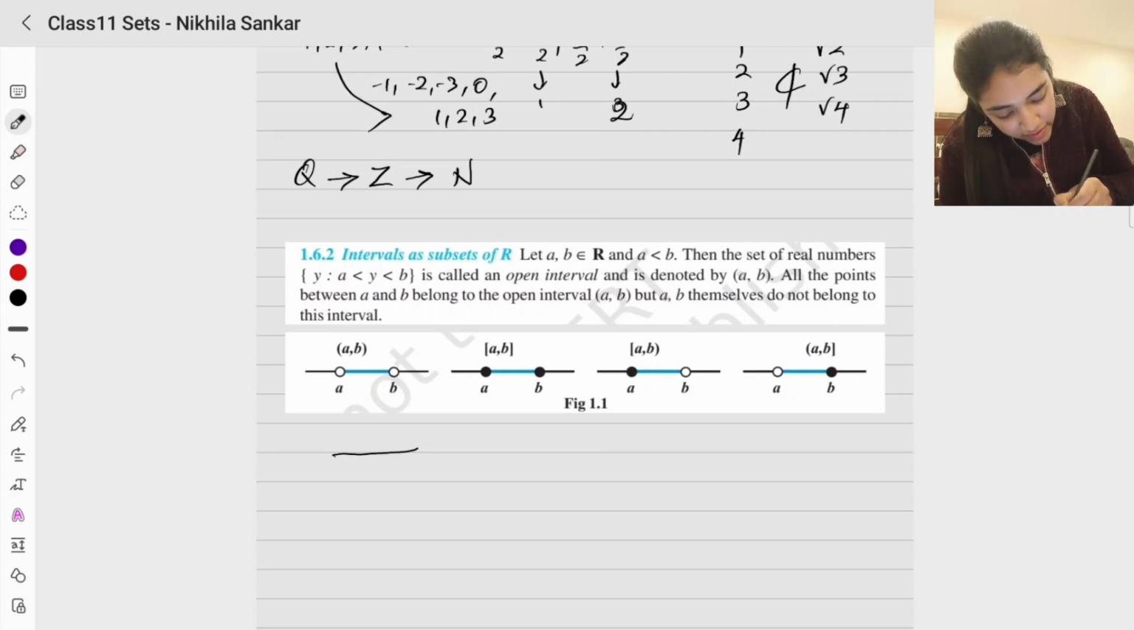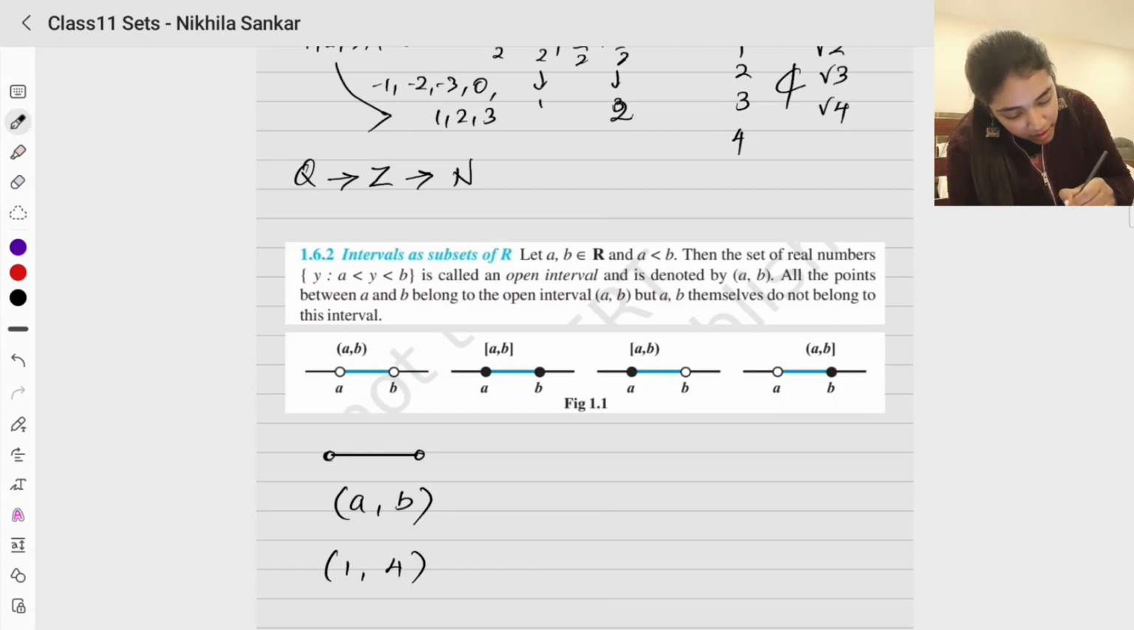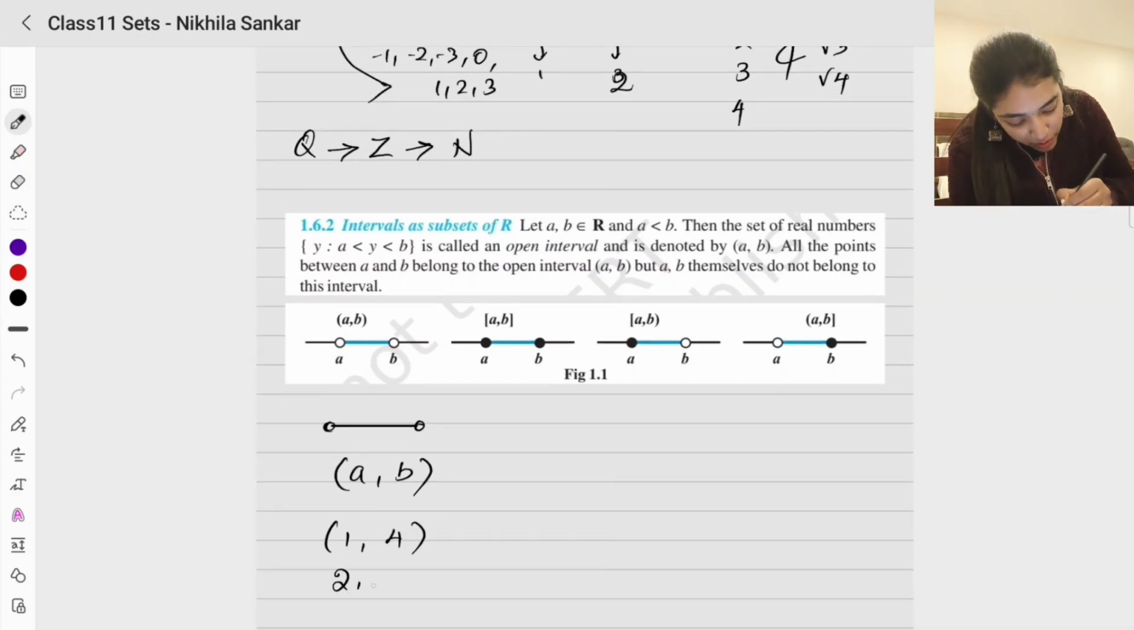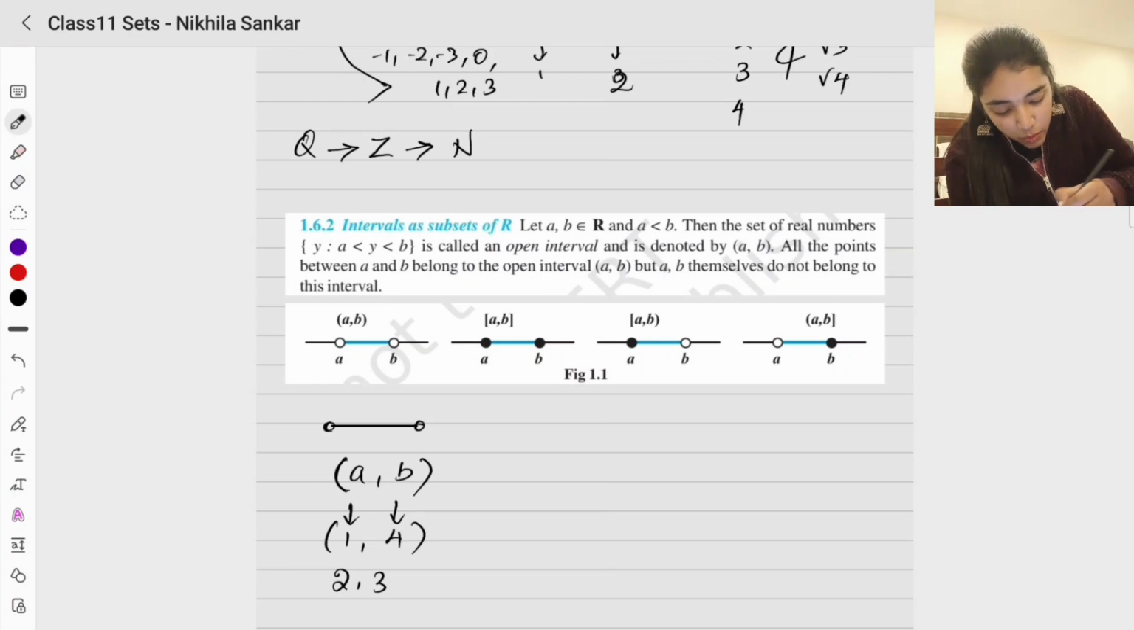Now here I have a line. I see that there is a hollow circle. When there is a hollow circle, it means A and B are not included. For example, if I have the numbers 1, 4, the values which are between 1 and 4 are included, but 1 and 4 are not included. So how do we write it? We'll write it within circular brackets. Circular brackets mean these two ends are not included.